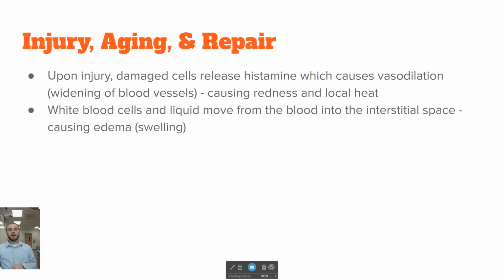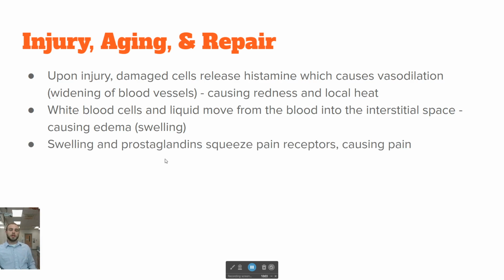White blood cells will appear at the area, and the white blood cells and liquid will move from the blood into the interstitial space, which causes edema, swelling. So not only do you have the white blood cells, you have this liquid. Usually it can be very watery. Sometimes it is blood, but it can end up in the interstitial space. Remember, the interstitial space is extracellular fluid outside of a blood vessel, so that causes the swelling from all that extra liquid in the area. Swelling and prostaglandins squeeze your pain receptors, which causes pain. We'll go over pain receptors in a different video.